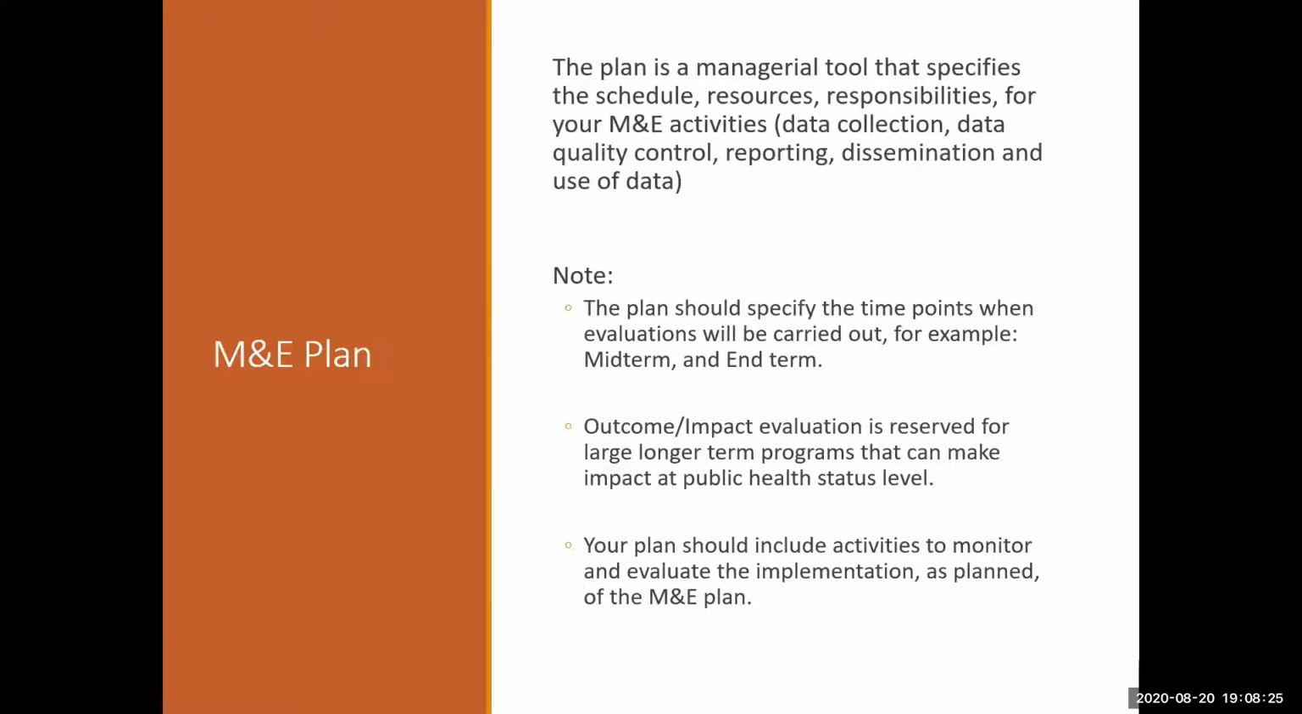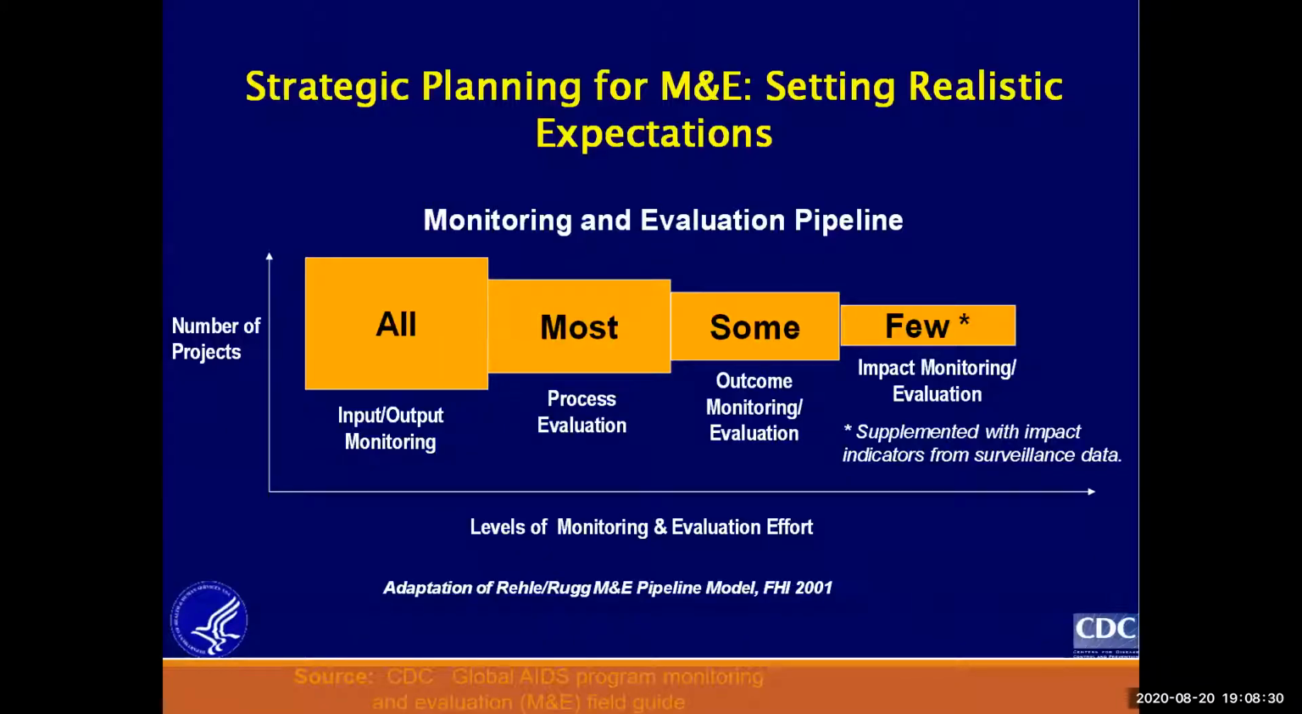And we talked about the M&E plan, if you remember. We mentioned that all projects will have input and output. Most projects have a process evaluation. Some projects have outcome monitoring and evaluation. A few have impact. We said impact is for bigger projects, and smaller projects will have an outcome, and all projects will have an output.